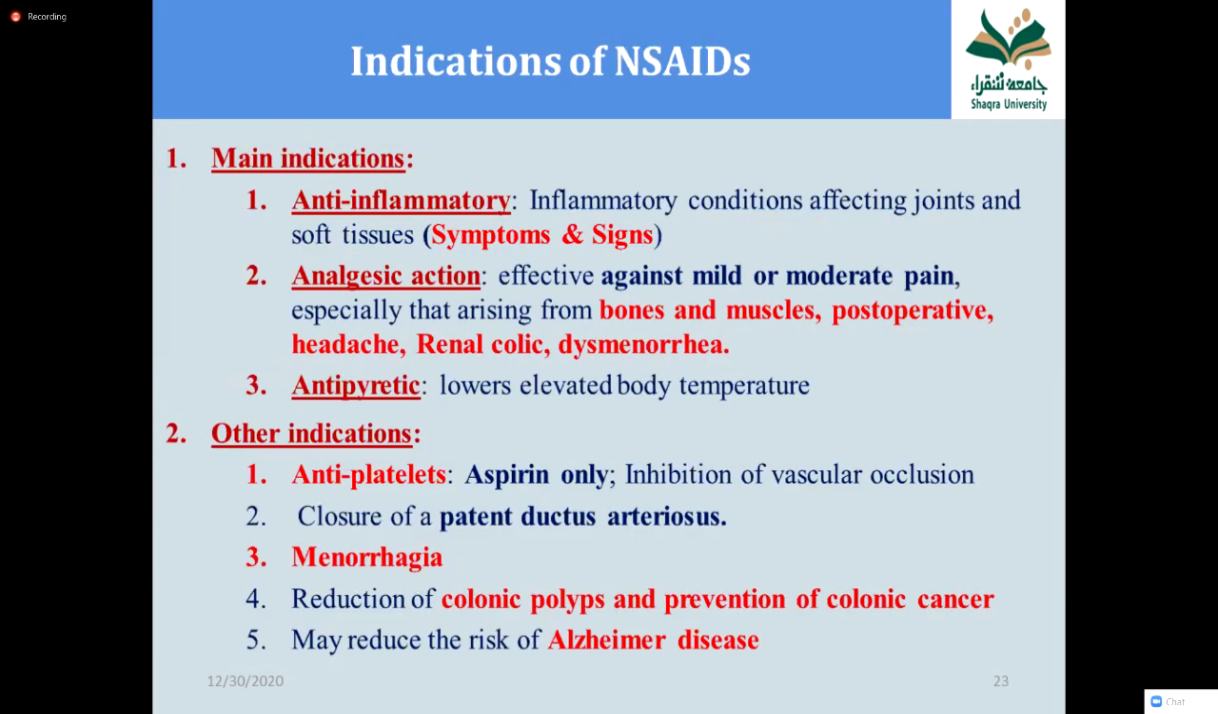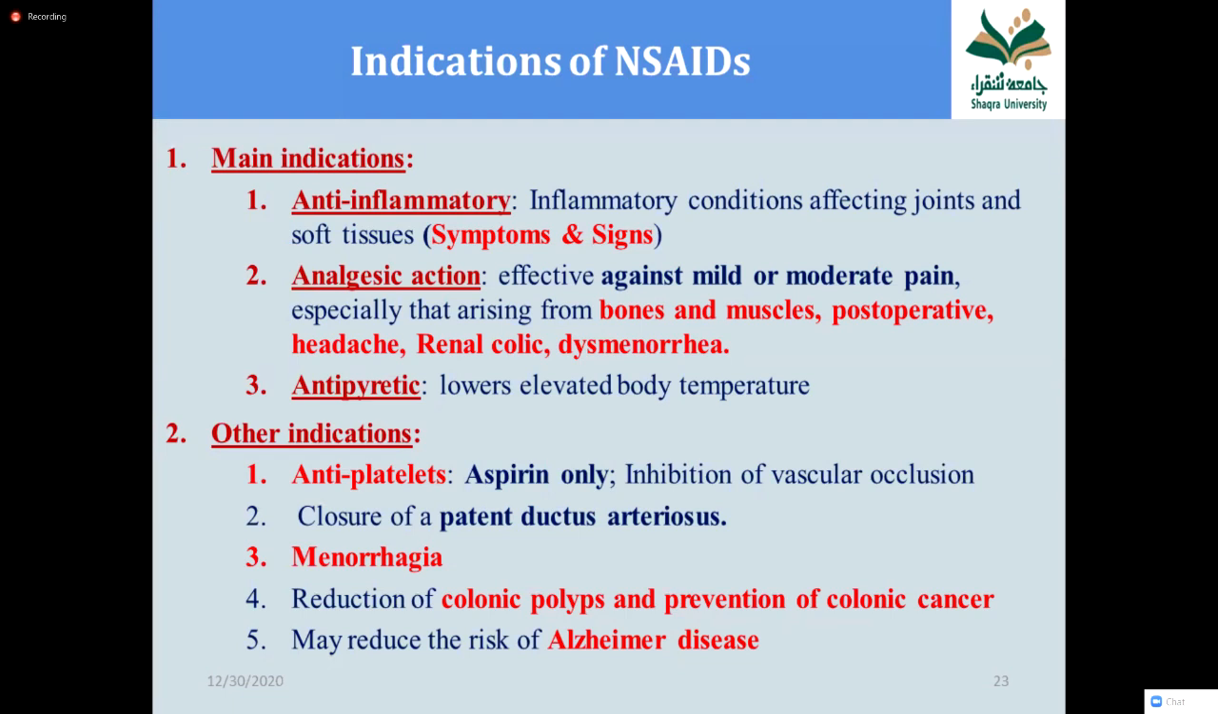So where can these be used? These can be used as anti-inflammatory drugs, for analgesic effect, and for antipyretic effect. Other than this, they can be used as antiplatelet. Aspirin is used at low doses because it is more effective, because it has an irreversible effect, and it is used for inhibition of vascular occlusion.